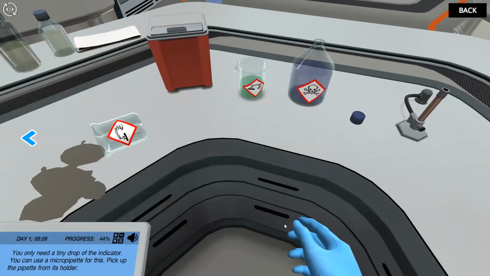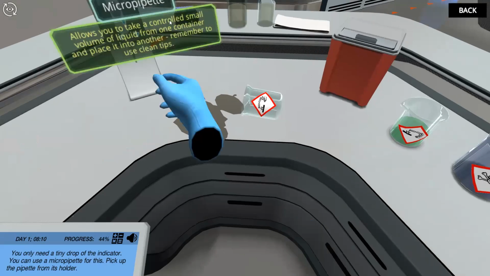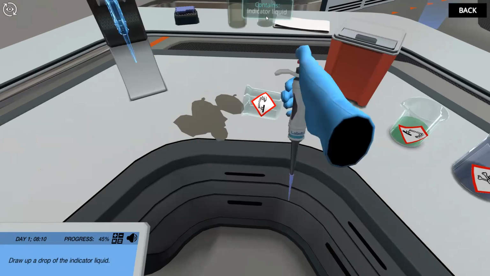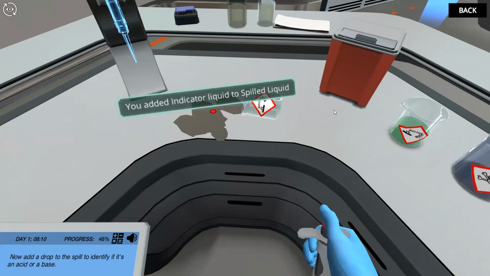You only need a tiny drop of the indicator. You can use a micropipette for this. Pick up the pipette from its holder. Now pick up a pipette tip from the box. Draw up a drop of the indicator liquid. Now add a drop to the spill to identify if it's an acid or a base.